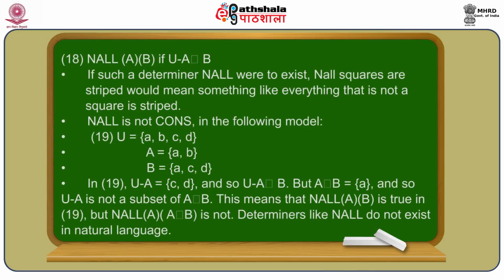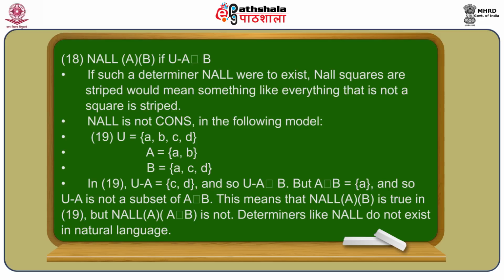Now, you can also construct other hypothetical determiners that violate conservativity. One such example, which is due to the linguist Richard Larson, says basically null A's are B's if and only if U minus A is a subset of B. Okay, what would that mean? Well, if such a determiner null were to exist, null squares are striped would mean something like everything that is not a square is striped. And it's easy to check that null also doesn't satisfy the conservativity condition.